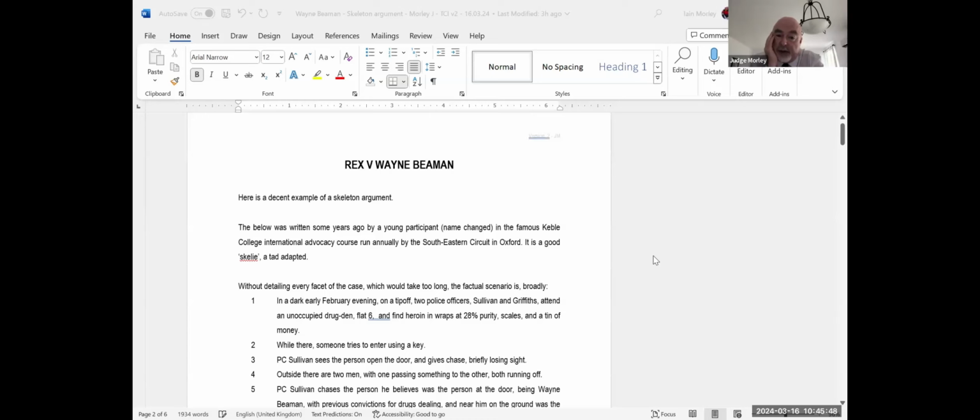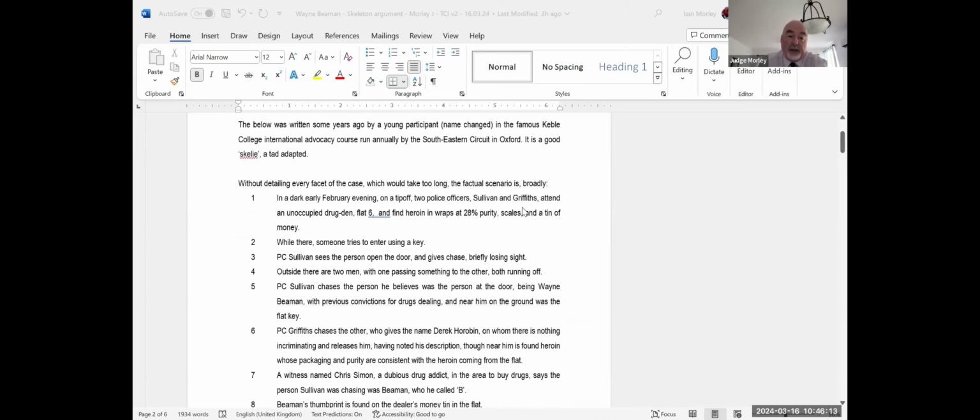Now, here is a decent example of a skeleton argument. And the below was written some years ago by a young participant, his name has been changed, in the famous Keble College International Advocacy course run annually by the Southeastern Circuit in Oxford. It is a good skelly. That's the word we use amongst us judges and barristers, members of the profession. It's a good skelly, although it's been a tad adapted by me. Without detailing every facet of the case, which will just take too long, it's quite a complicated case, Beeman.